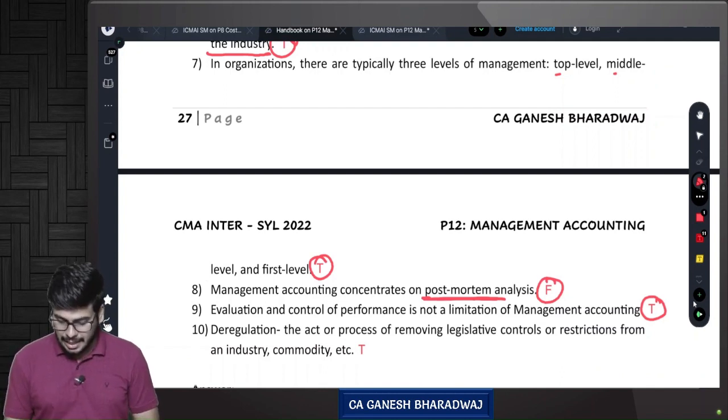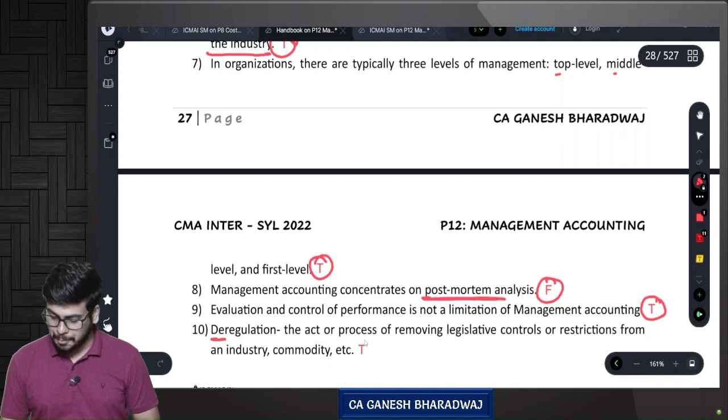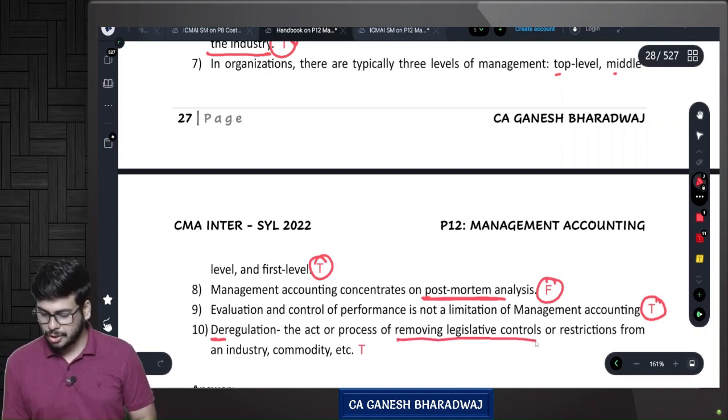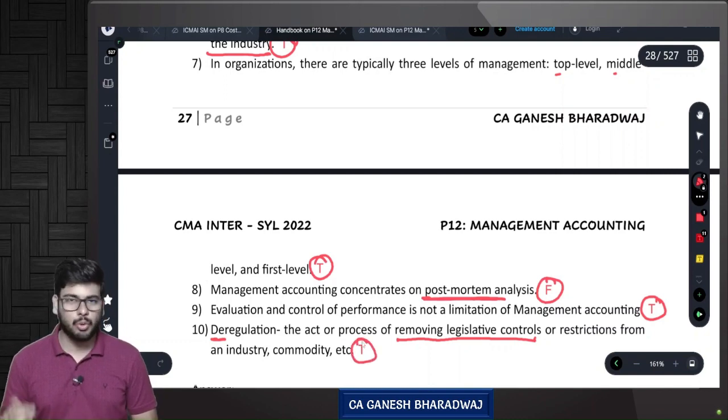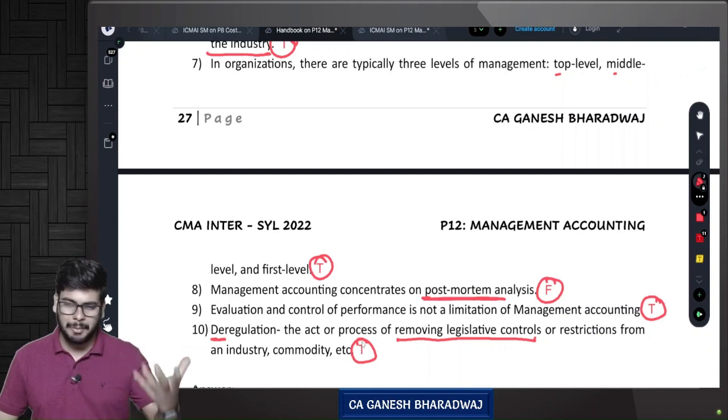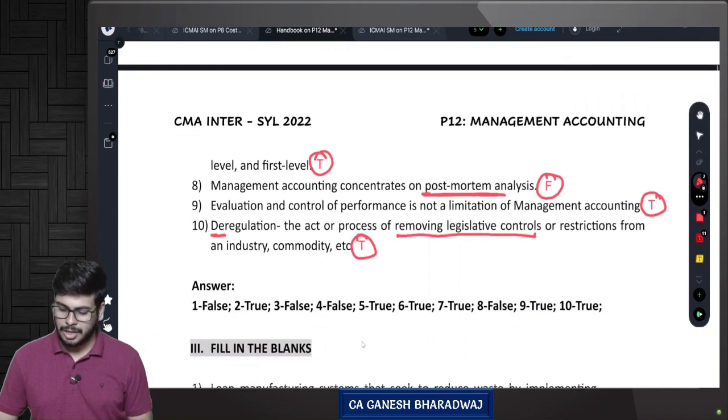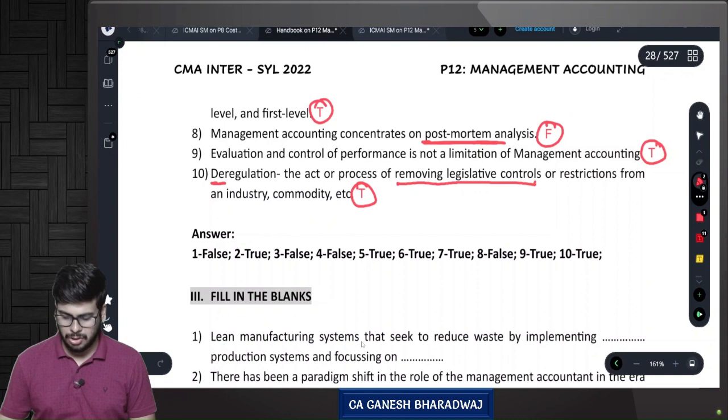Next, deregulation. We know that it is the act or process of removing the legislative controls or restrictions from an industry, commodity, etc. True, obviously. So the government removing its controls on any particular industry, company, or product is called deregulation. So all the answers are also given here.